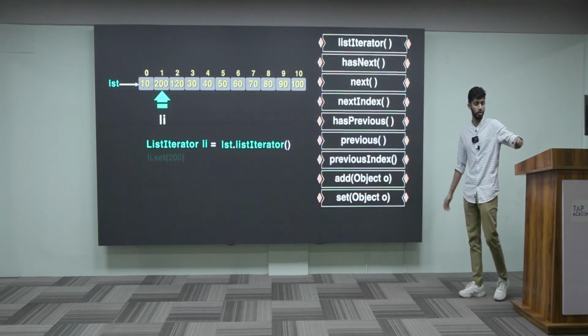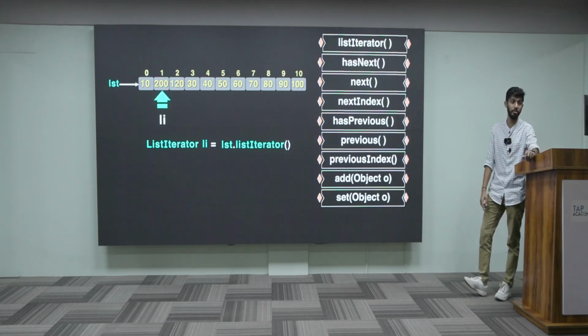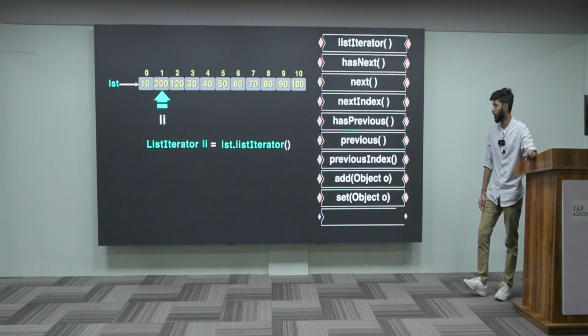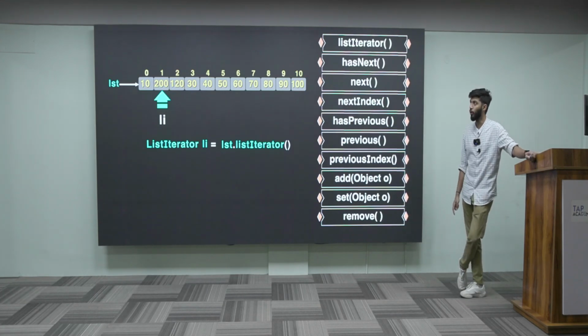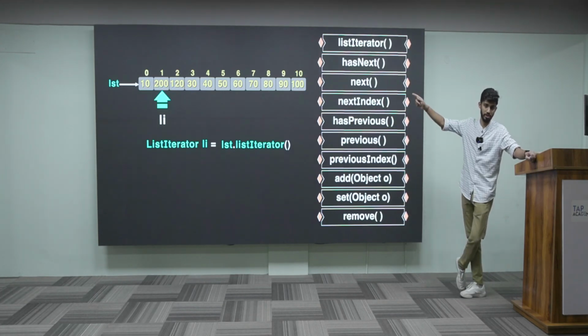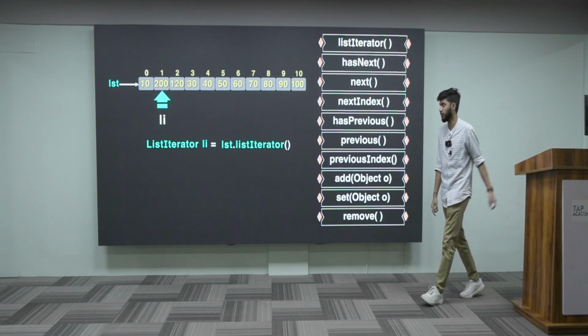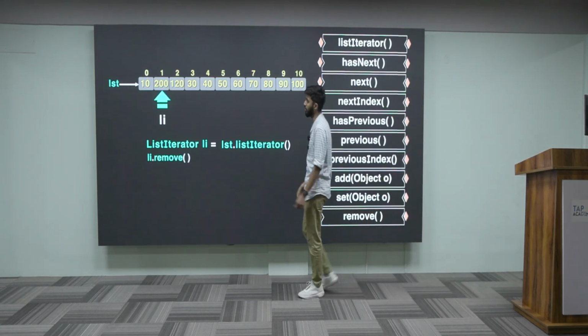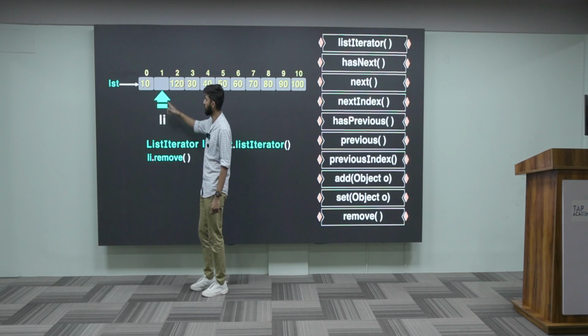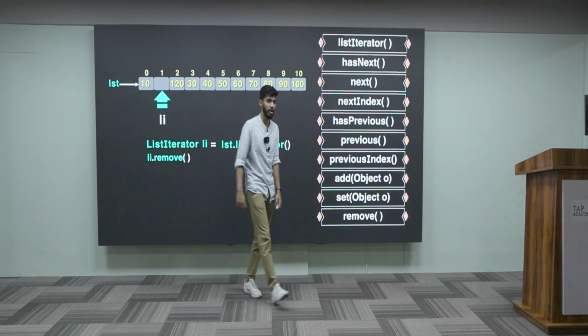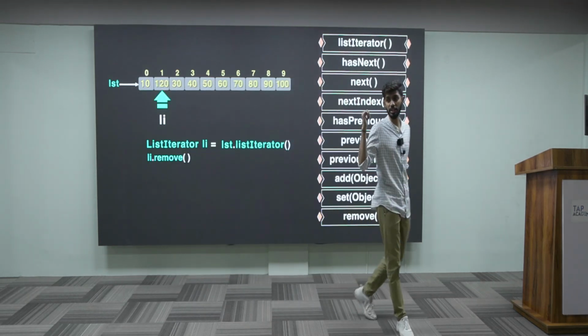Similarly, if you want to remove the element, you can also remove the element, same as the previous method. So I will say remove. What element does it remove? Whatever is the element that is present where the cursor is, it shall remove that particular element. Or in fact, it does not remove this one, it removes this one. That's a small animation mistake. Is it clear to everyone?